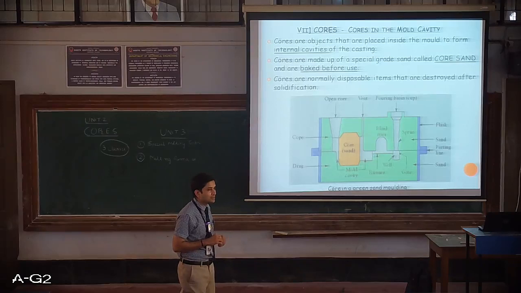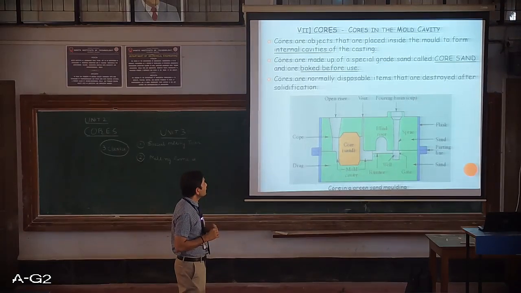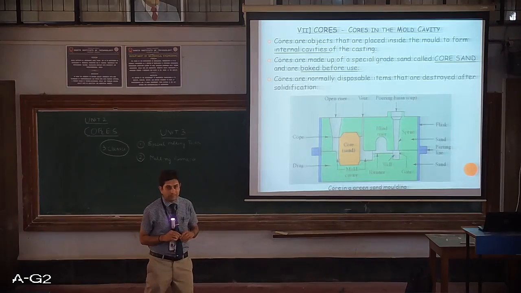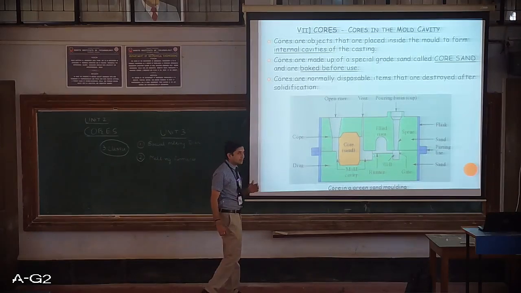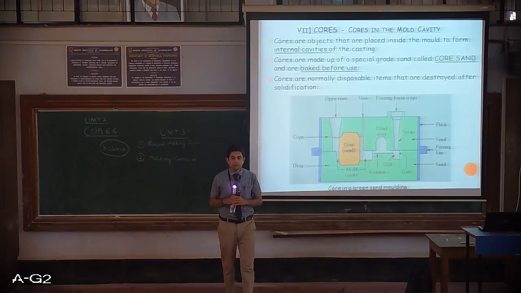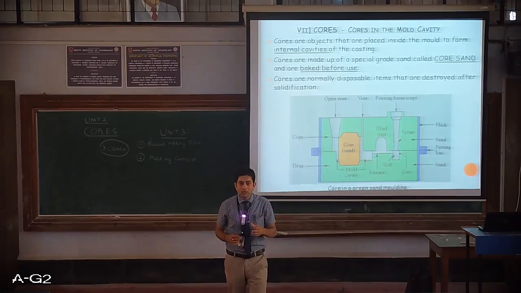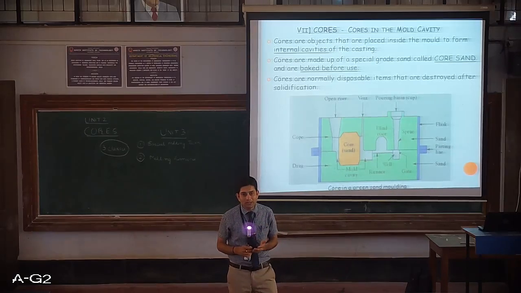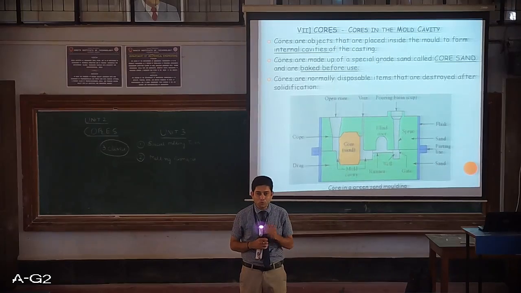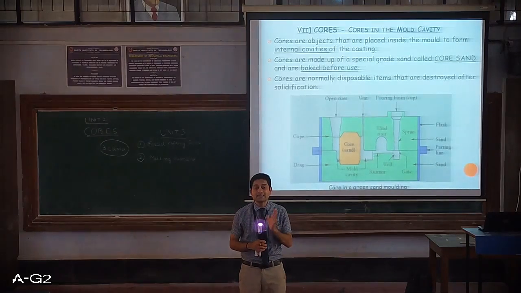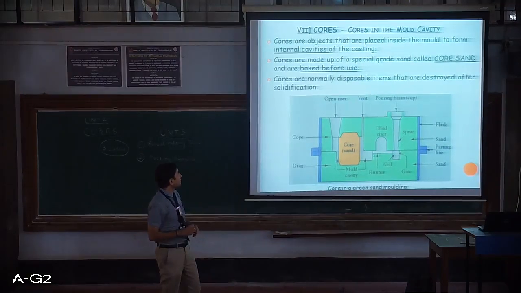If you read the slide, it says cores are the objects that are placed inside the mold to form internal cavities of the casting. So if you want to create an internal cavity inside the casting, hollow components, for example, if you see an engine block, inside the engine block you will see that there are cylindrical cavities. If you want to create those cavities, then you should go for this thing called the core. Cores are basically used to create cavities inside the casting.